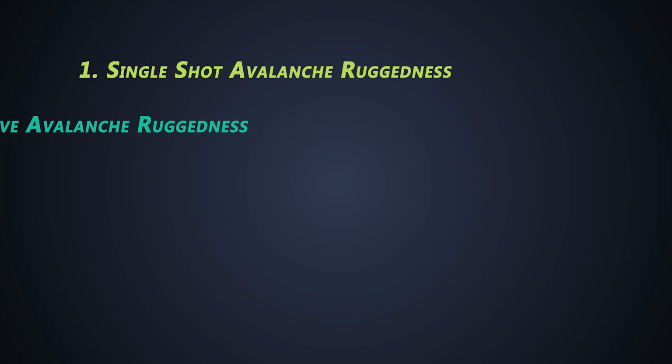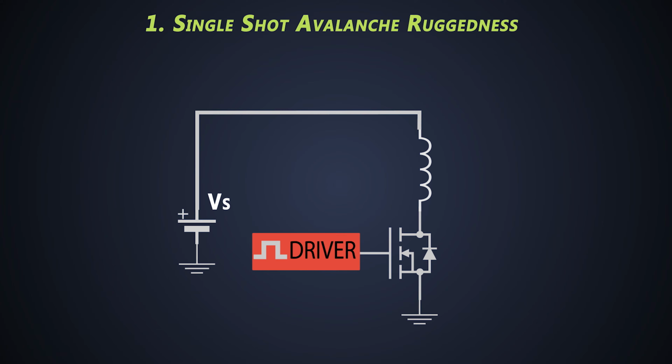The two types of avalanche ruggedness are single shot avalanche ruggedness and repetitive avalanche ruggedness. Let's see a simple circuit of a MOSFET driving an inductor, which might create avalanche energy or current in the system. The single shot, or also known as single pulse avalanche ruggedness, is an event which can generate significant avalanche current and or energy during MOSFET switching application when there is an inductive load.